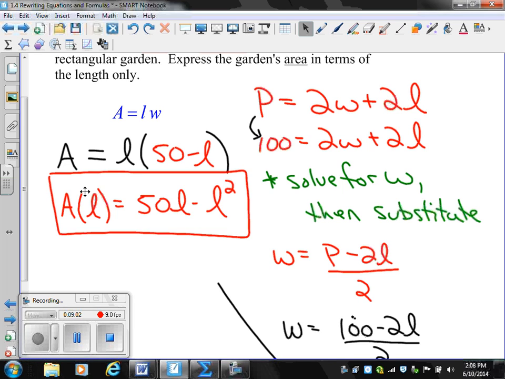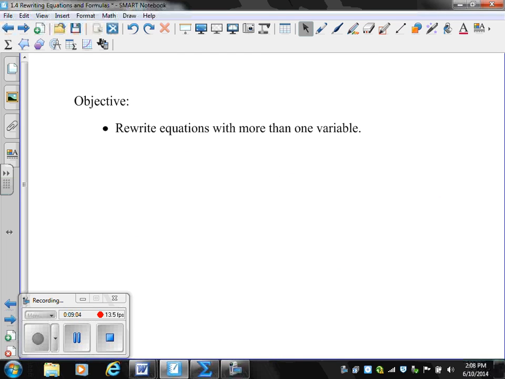Okay, so did we do the things I said we were going to do today? Did we rewrite some equations using more than one variable? Well, yeah, that's precisely what we did. We did some real-life applications, and hopefully you saw some use out of this too with that last problem. And again, we'll see that more as we get through the class as well.